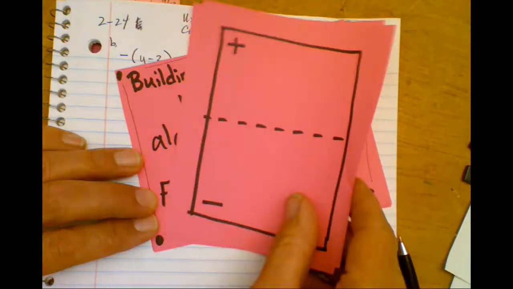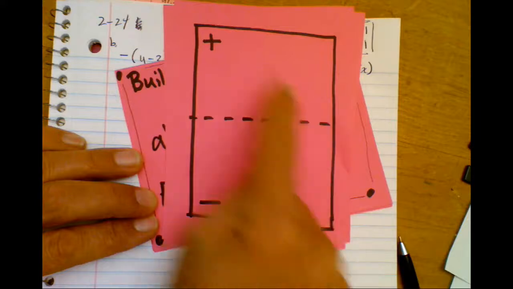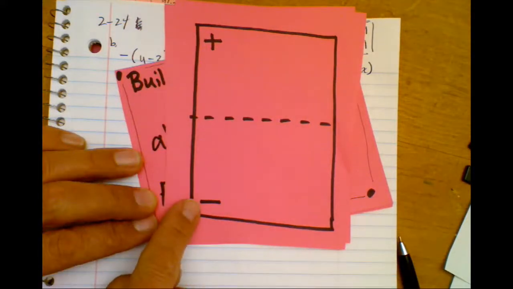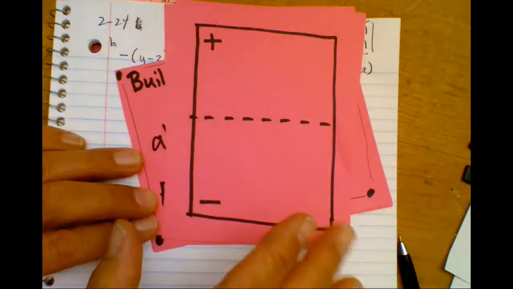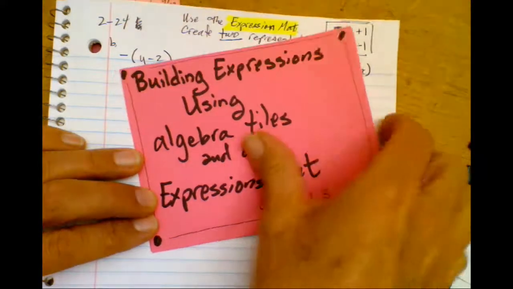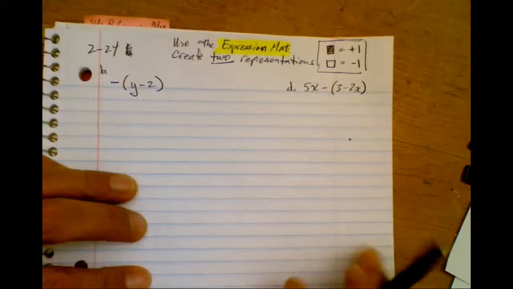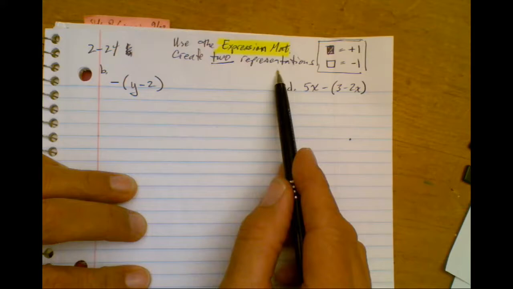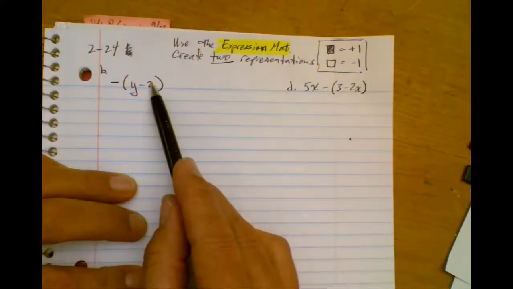The expressions mat is this organization tool that's broken up into regions, where you have a positive region here, and this one you have a negative or an opposites region, or you can think of it as subtraction. It depends on how you think about things. That's what this little video is meant to help with. So the directions here, since we're drawing and we don't have color, are to use an expressions mat, which we'll draw, and create two representations. And I've got two expressions here that we're going to try and create representations for.